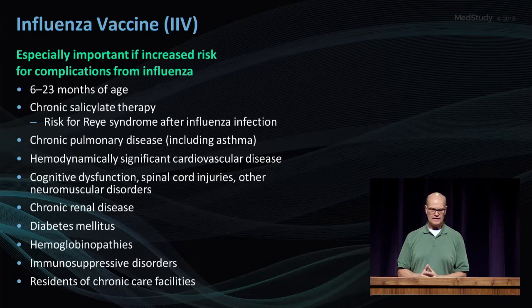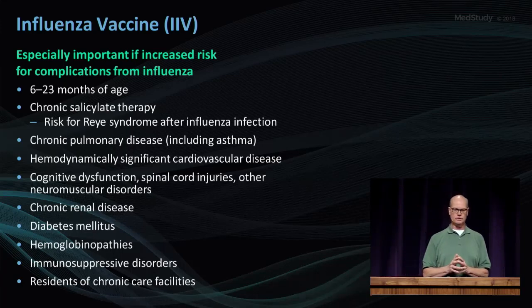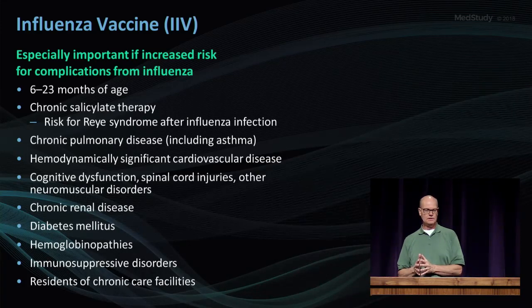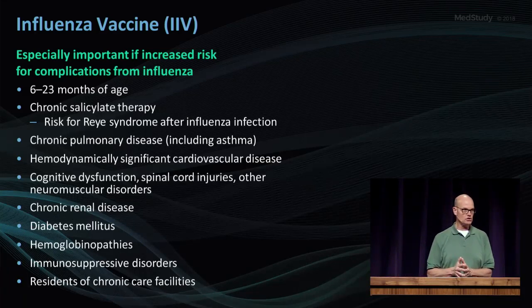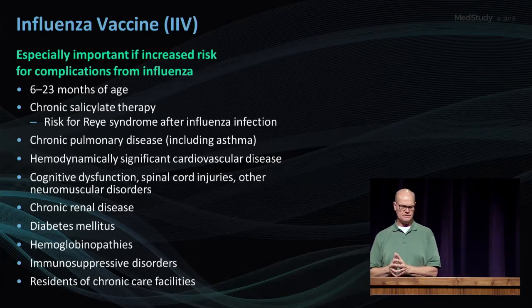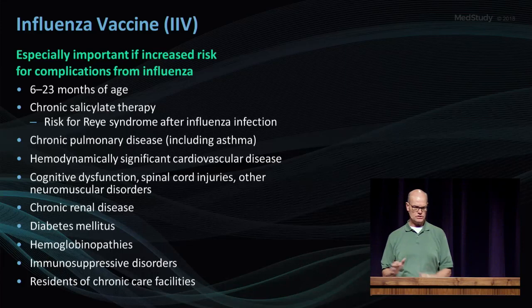The inactivated vaccine is especially important at those at high risk of influenza complications. Those who are at high risk include the younger age group, those on chronic salicylate therapy, those with underlying cardiopulmonary disease, those with underlying central nervous system disorders, renal disorders, endocrinopathies, hemoglobinopathies, and the like. All of these at increased risk of influenza.